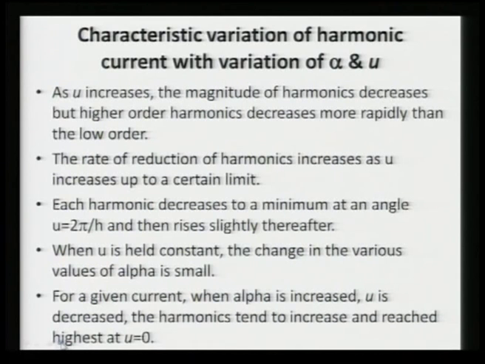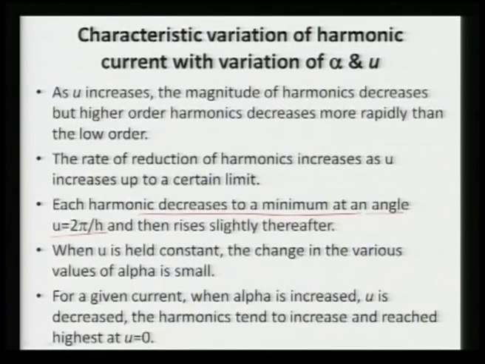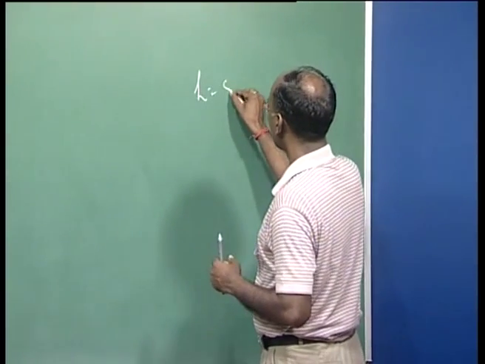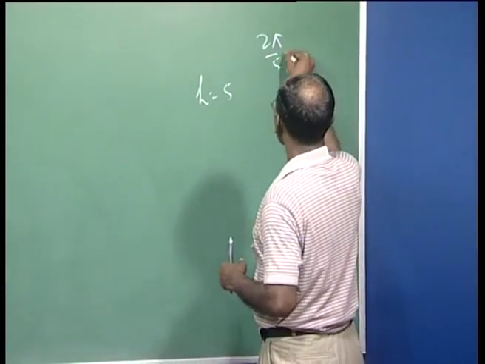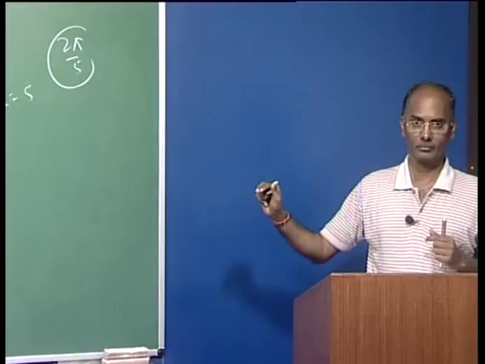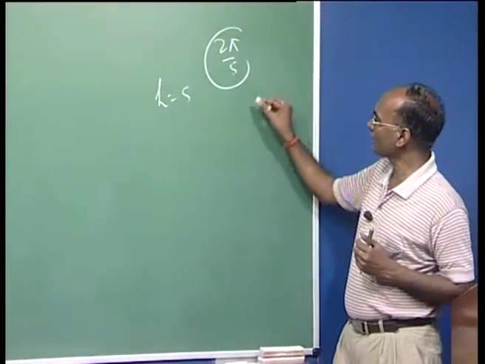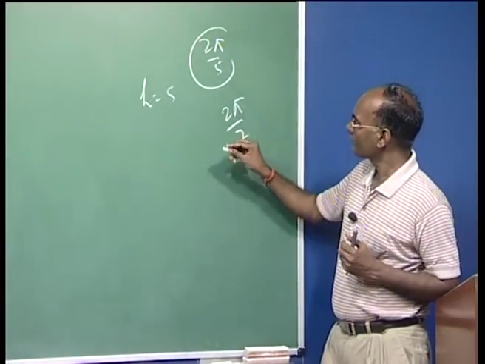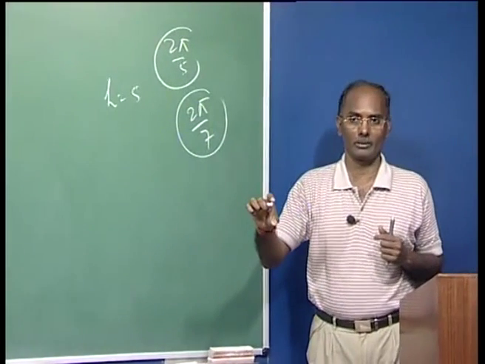It is also said that each harmonic decreases to a minimum at an angle U equal to 2 pi upon h. Here h is your harmonic order, meaning the 5th, 7th, 11th and 13th. Once U reaches this value, let us suppose h is 5, then at 2 pi upon 5 this component decreases to its minimum value. Similarly, for 7, if U is 2 pi upon 7, then the 7th harmonic is at its minimum value.